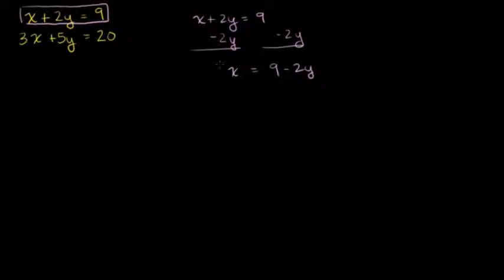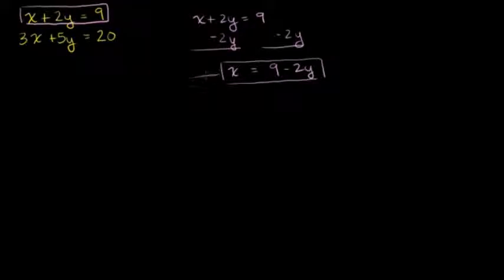So let me solve for x using this top equation. The top equation says x plus 2y is equal to 9. I want to solve for x, so let's subtract 2y from both sides of this equation. So I'm left with x is equal to 9 minus 2y. This is what this first equation is telling me. I just rearranged it a little bit. In order to satisfy both of these equations, x has to satisfy this constraint right here.